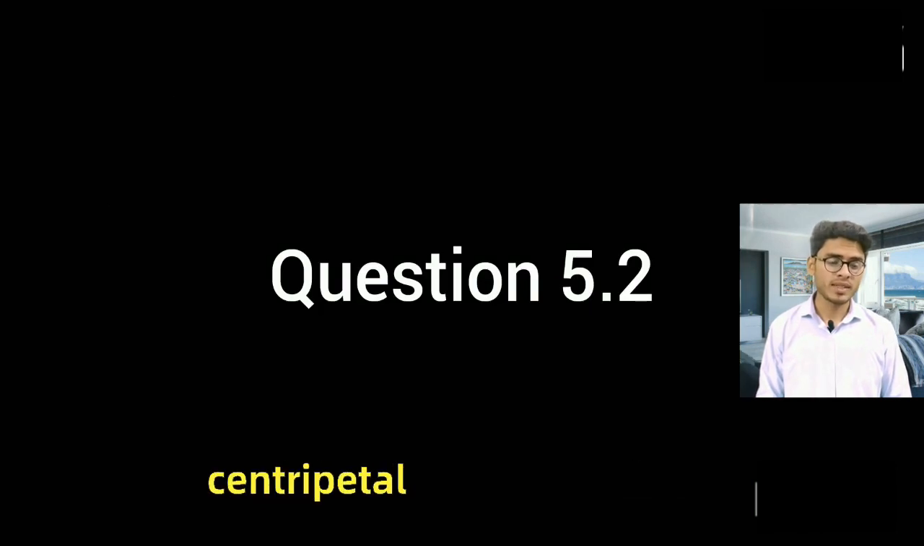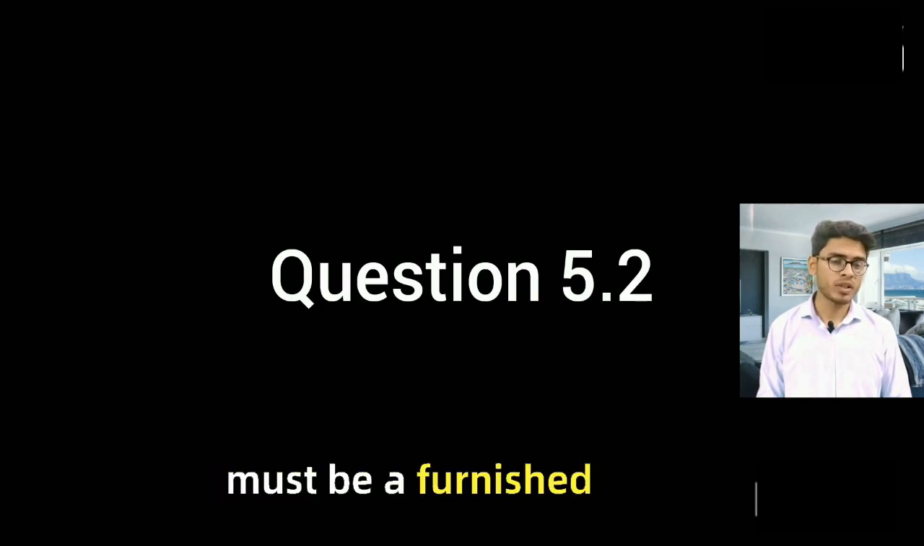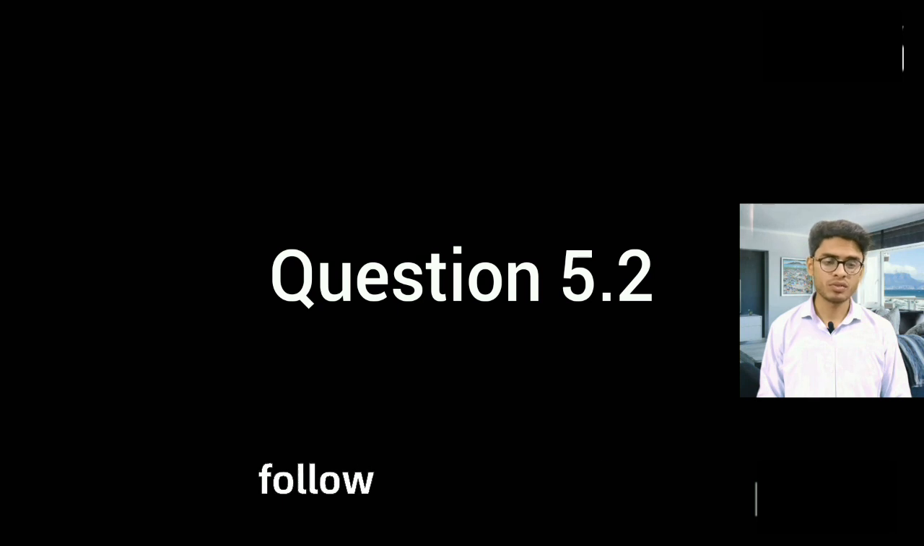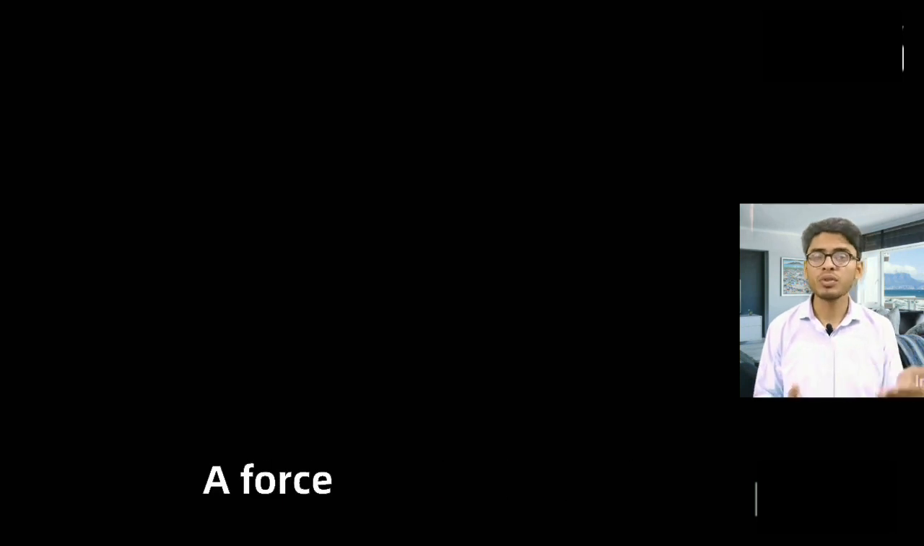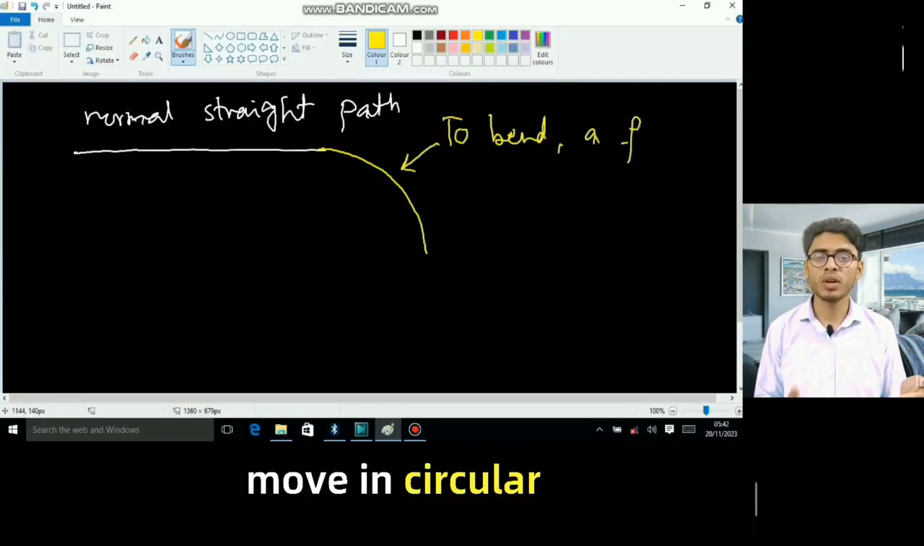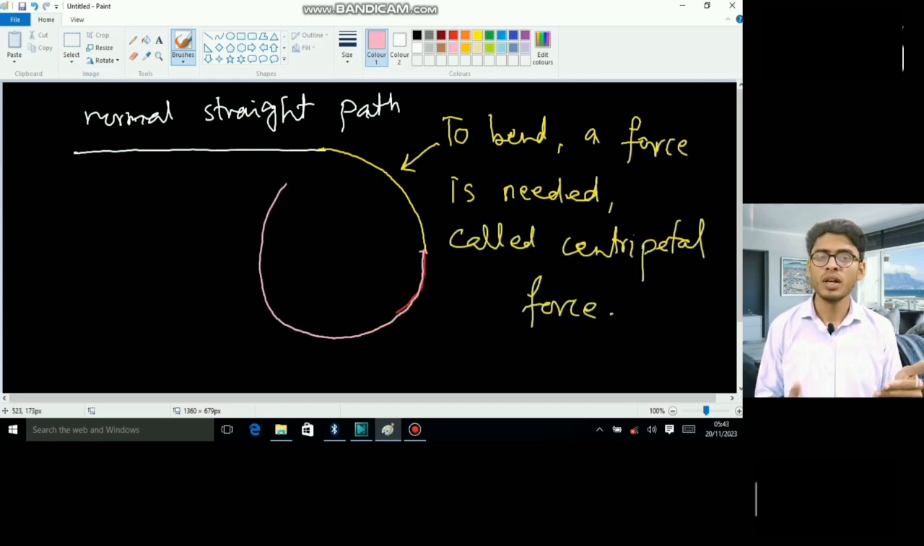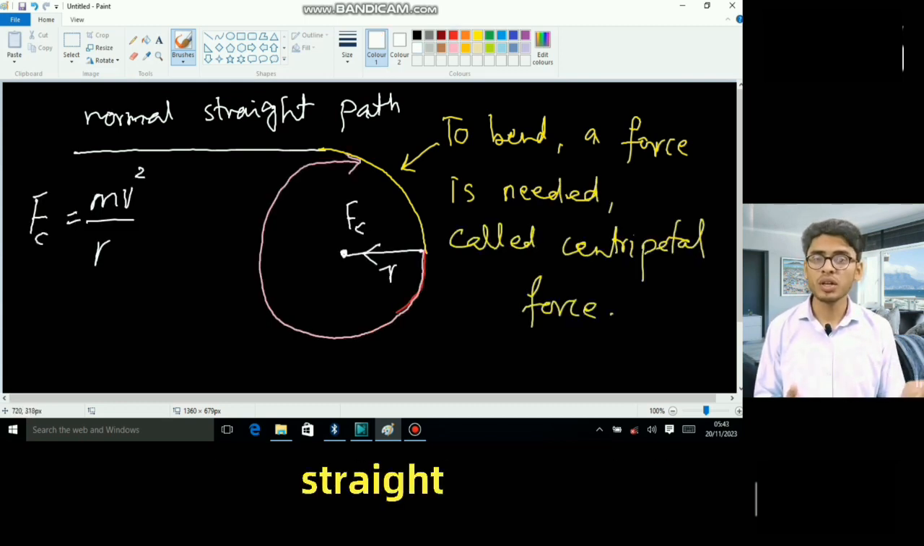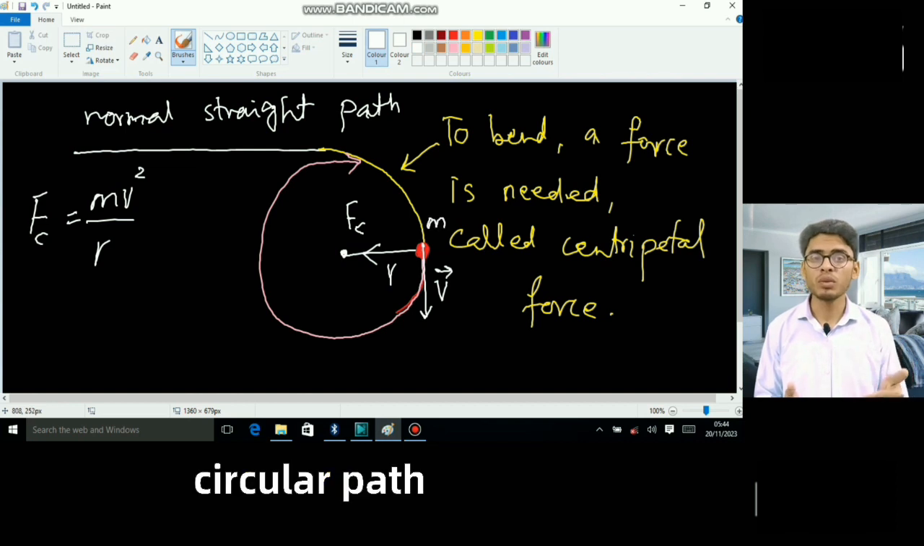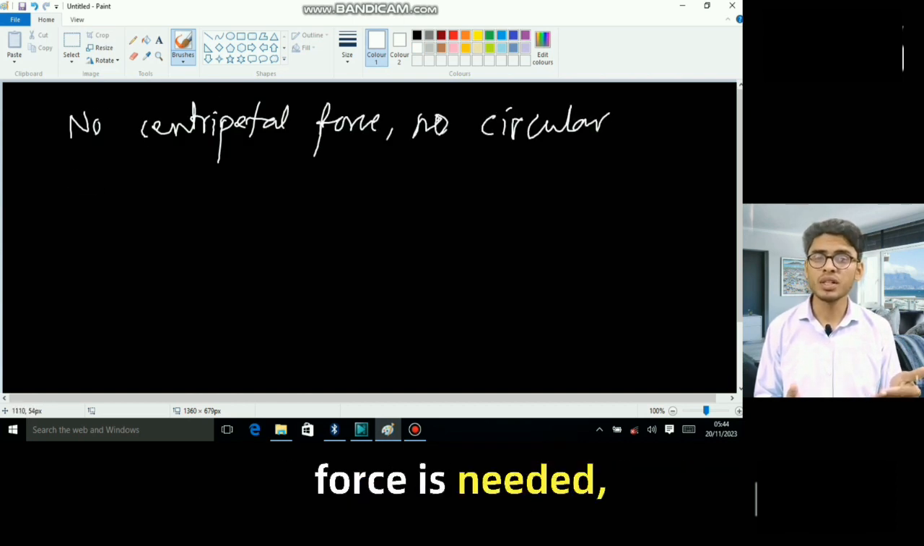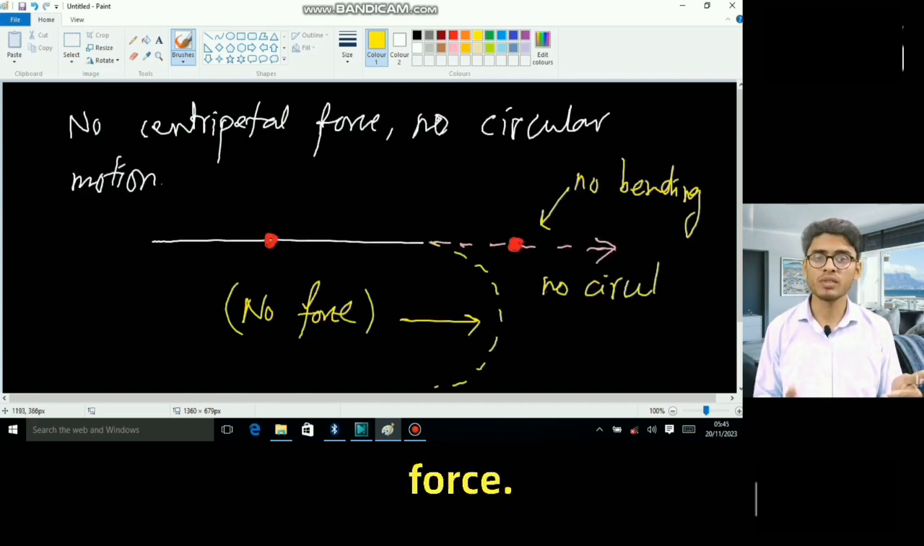Explain what is meant by centripetal force and why it must be furnished to an object if the object is to follow a circular path. A force that keeps a body moving in a circular path is known as centripetal force, and to bend the normally straight path into a circular path, a perpendicular force is needed, which is known as centripetal force.